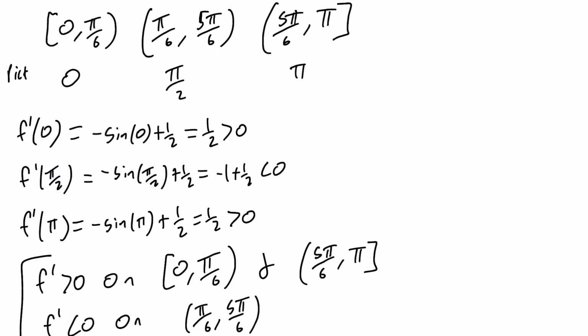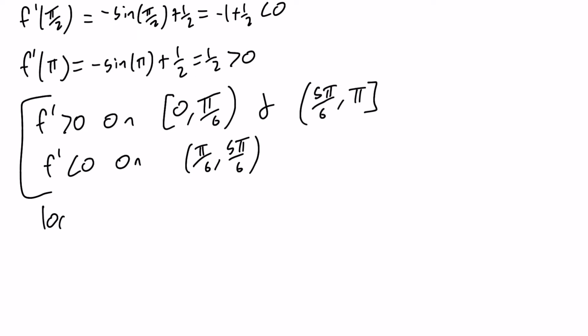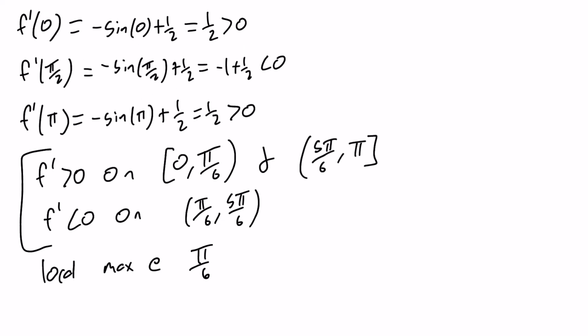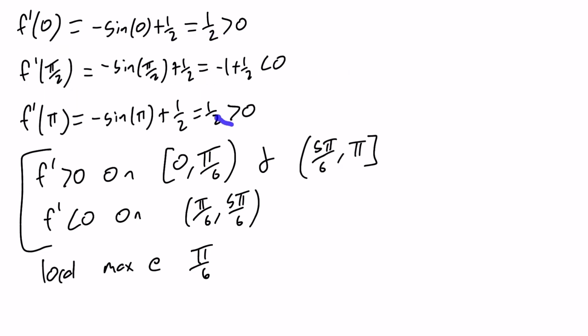Well, at x equals pi over 6, we have that the derivative changes from increasing to decreasing. So we have a local max at pi over 6. And by similar reasoning, we find we have a local minimum at 5 pi over 6 because the derivative changes from decreasing to increasing. Local min at 5 pi over 6.